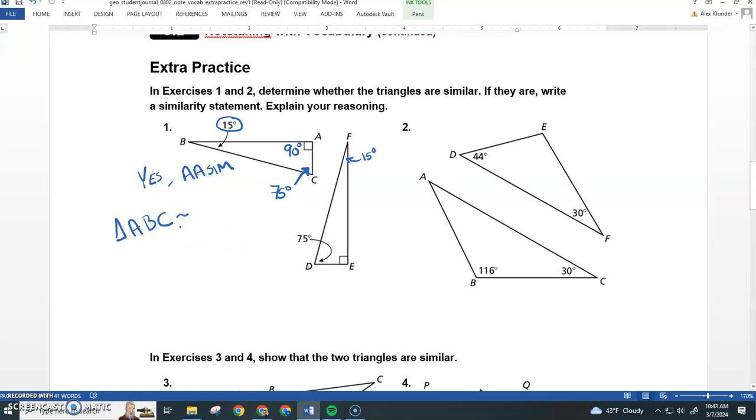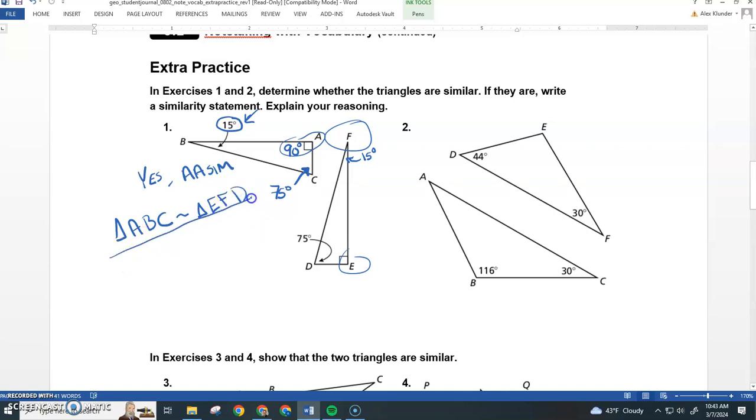So this says triangle ABC is similar to triangle. Well, I need to figure out what matches with A. 90, remember we call that corresponding? 90 degrees goes with A, so that means that E would go first. I know that 15 degrees goes with B, so that's where F would come into play. And then obviously we'll finish with our last one, and that would be D.